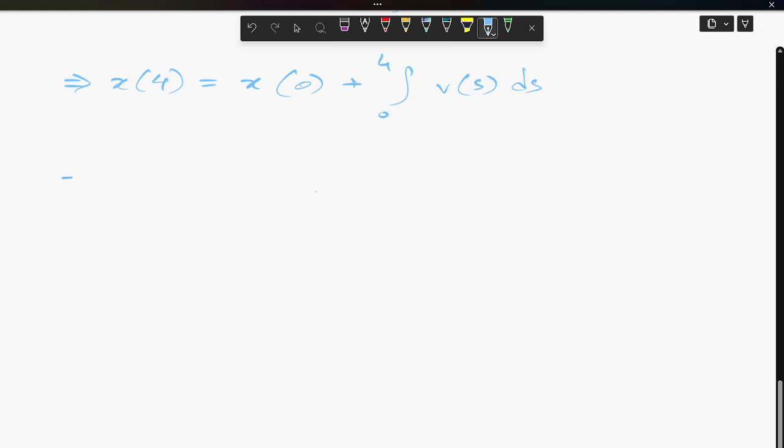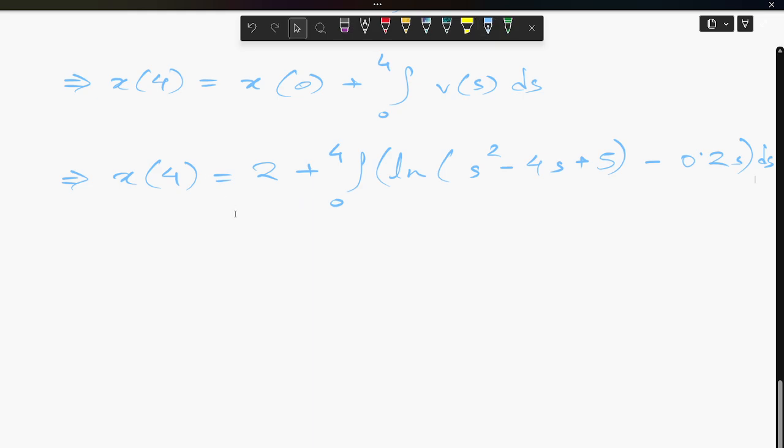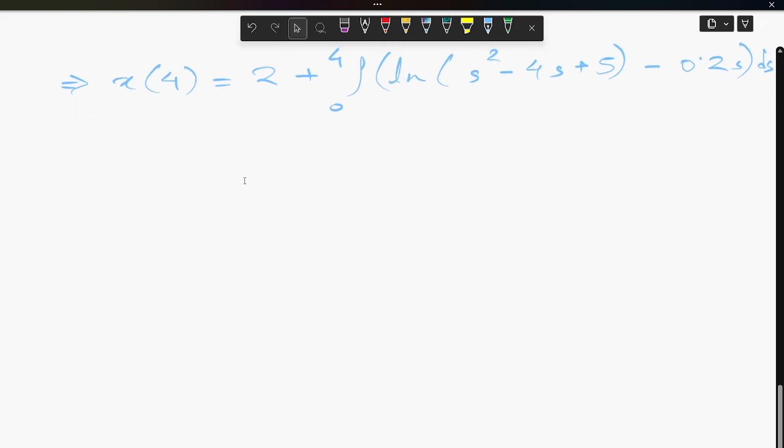So in the next step we can write x of 4 is equal to 2 plus the integral from 0 to 4, and our v is ln of (s square minus 4s plus 5) minus 0.2 s, because the variable of this is s, whole ds. Very good. So let us split up the integral.